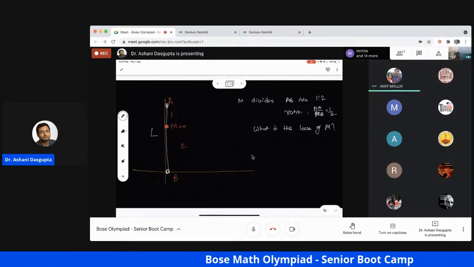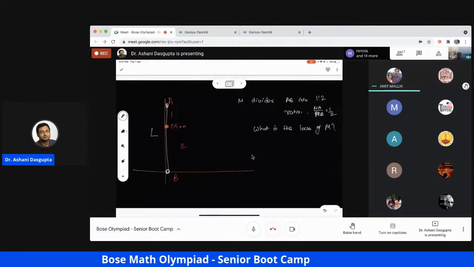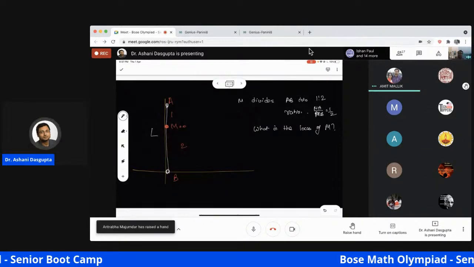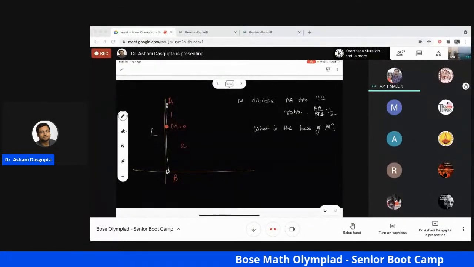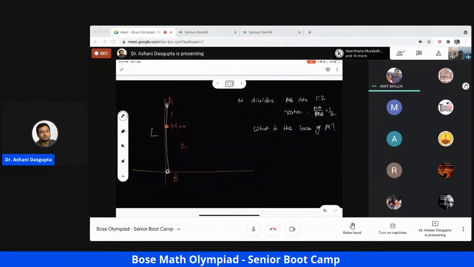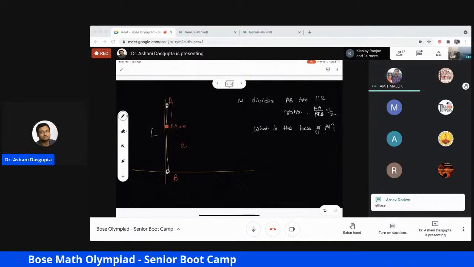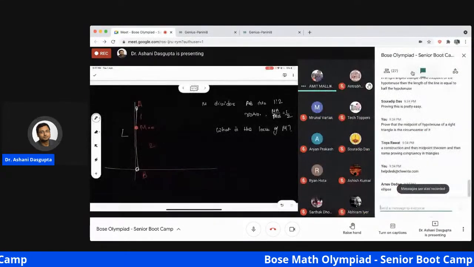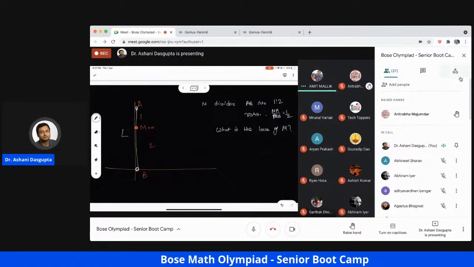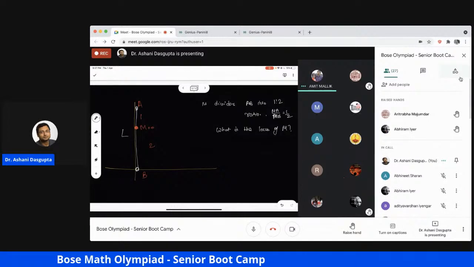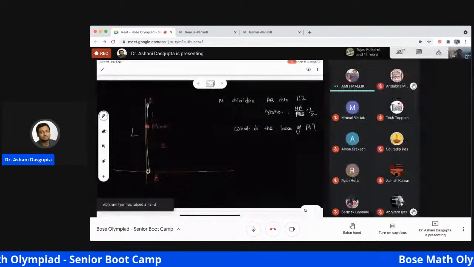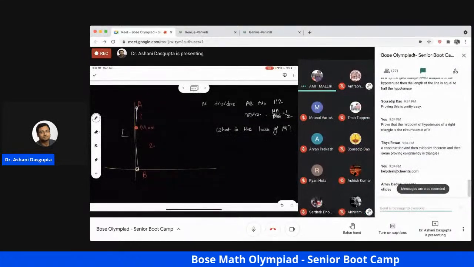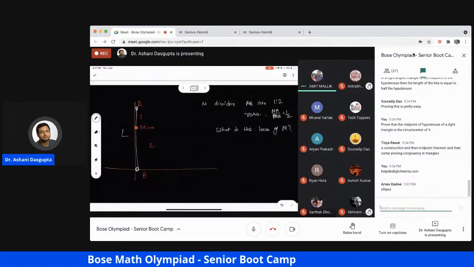Again, we have the same question. The ladder is sliding. At every position, you try to mark the point M, which is at a 1:2 distance. So we have people responding again without raising hands. That clearly tells us that either my voice is not getting to the other side or I don't know what's going on. So what would be the locus of M?